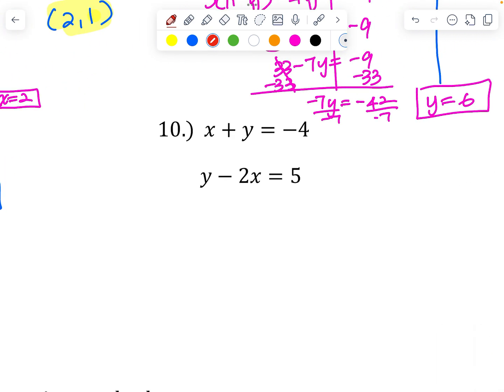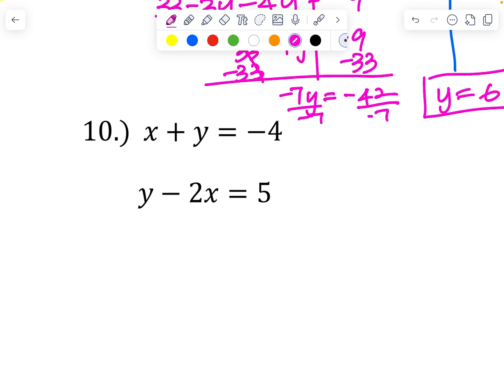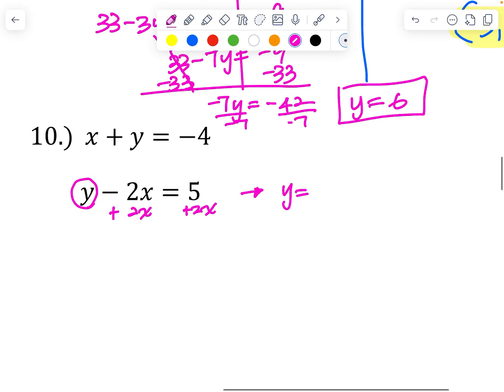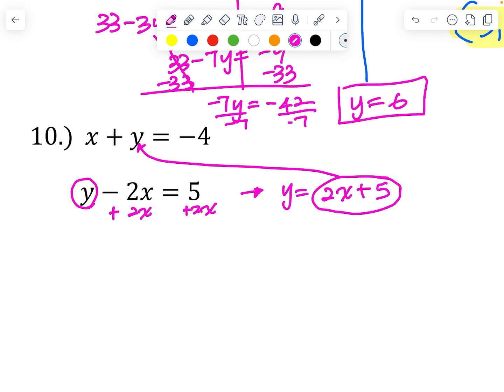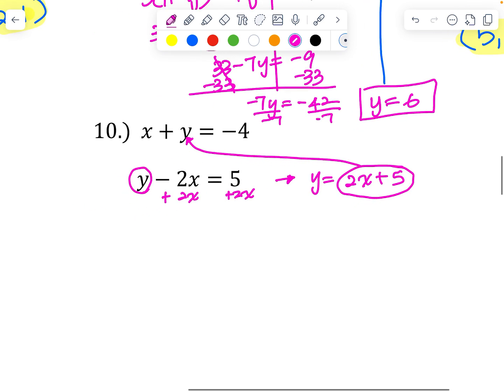So again, they want me to use the substitution method. So I think I'm gonna maybe isolate this variable y, okay, by adding 2x on both sides. So this one turns into y equals 2x plus 5, okay? So I'm going to take 2x plus 5 and plug it in into the place of y right there, okay? So bring back down that equation.